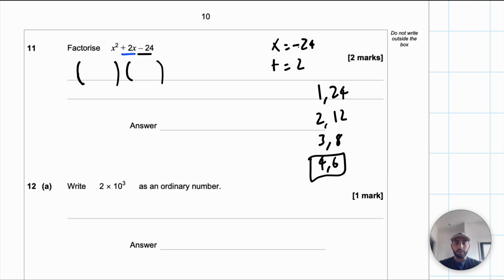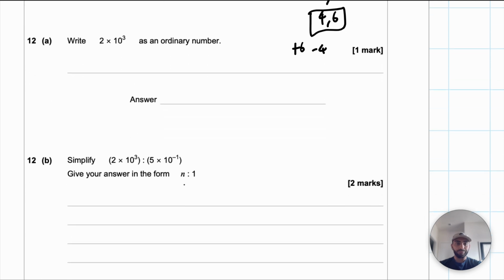One of them is going to be a negative because we're multiplying to become a negative, so the signs are going to be mixed. We just need to figure out which way around it'll be. I think it's going to be x plus 6 and minus 4. 6 take away 4 gives 2, 6 times negative 4 gives negative 24. So in the first bracket we have x plus 6, and in the second bracket we have x minus 4. You could have it either way.